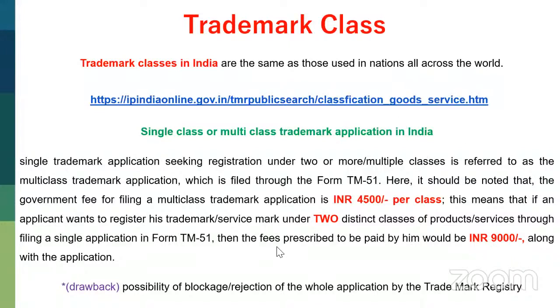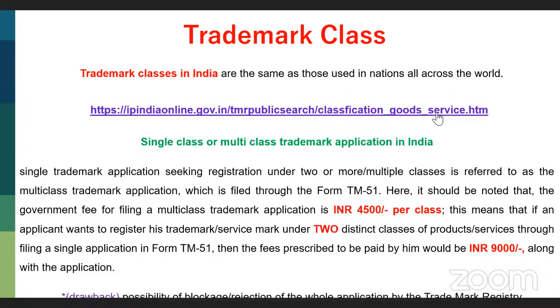Okay. So let me click this. You can Google it: types of trademark classes in India. You will be redirected to this particular page where you can see the different types of classes, as I mentioned. Yeah. So there are 45 classes available. Among these 45, 34 are for goods, and the other classes are for services.